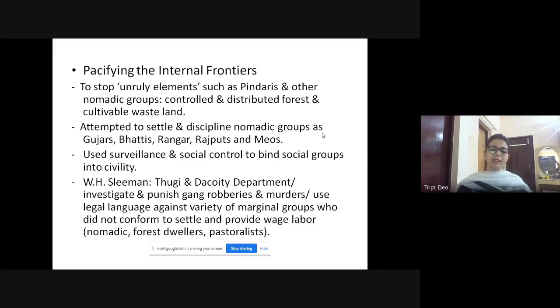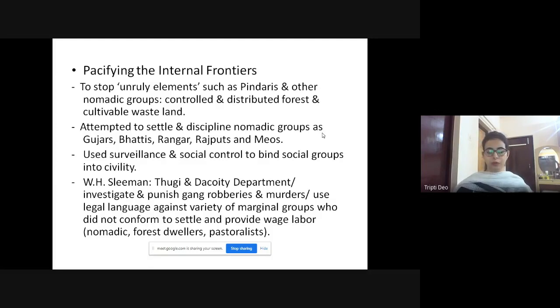Now, another important aspect of the colonial forest policy is pacifying the internal frontiers. What do you mean by pacifying? That means you appease, you try to negotiate, and you try to organize a particular frontier. Internal frontiers are within the forest. To stop unruly, and I'm putting this in quotes because this is the language the Britishers used in their texts and writings, to stop unruly elements such as Pindaris and other nomadic groups, they controlled and distributed forest and cultivable wasteland.